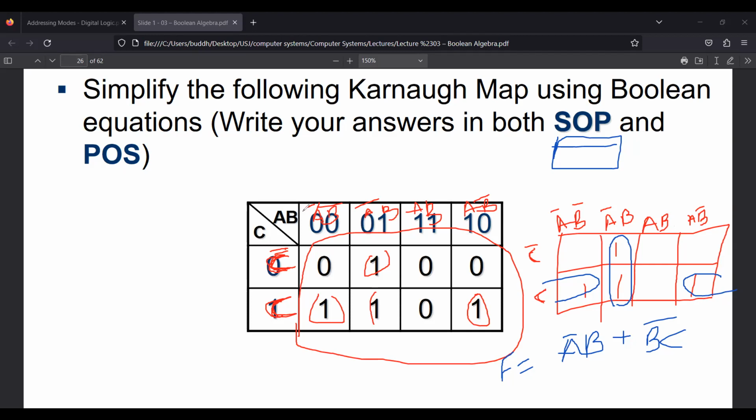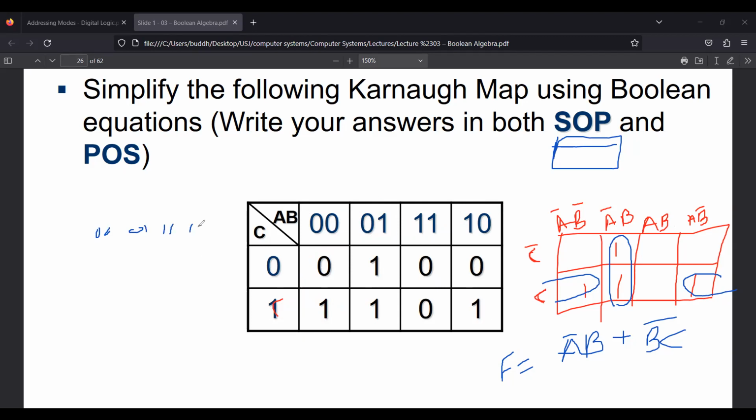It's okay to draw the Karnaugh map in this way. It is very fast, actually. Drawing the Karnaugh map in this way is very fast, but there is a possibility to get a wrong answer. So what that means is 0, 0, 0, 1, 1, 1, 0, right? It is very easy to draw the Karnaugh map in this way. It should be 0, 1, 0.